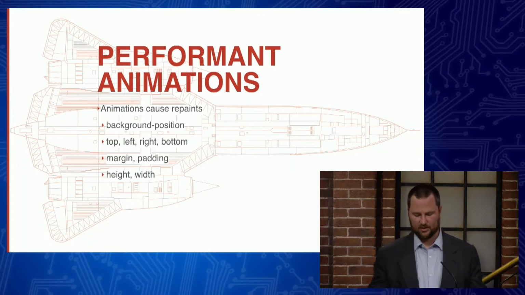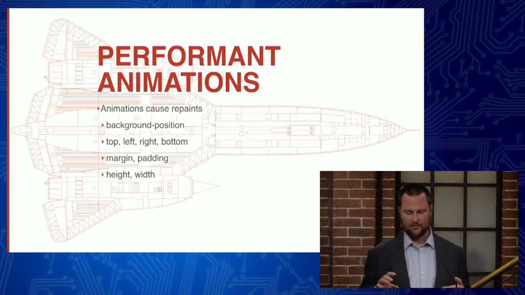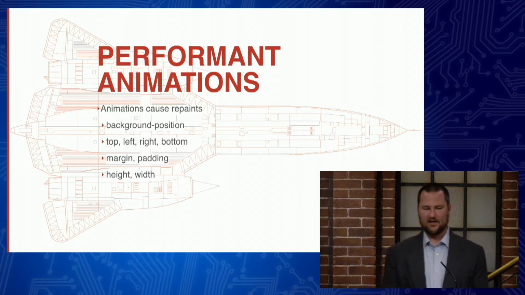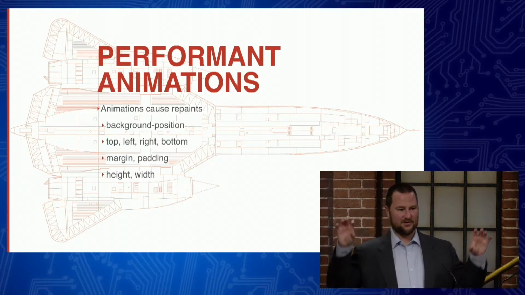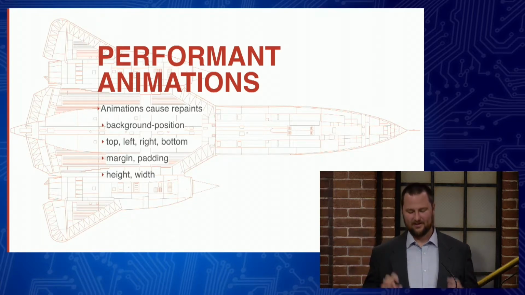And when you're doing animations, you want to minimize layouts, and you want to minimize paints. Animations can cause repaints if you're using properties like background position, top, left, bottom. Has anyone ever gone to one of those fancy parallax websites? You start scrolling, and it's going like that, and it's really annoying. That is usually the background position being animated, which triggers repaints. There are better ways to do it.